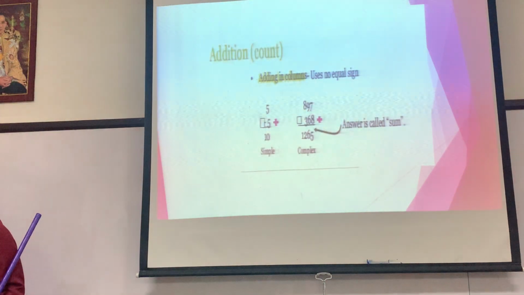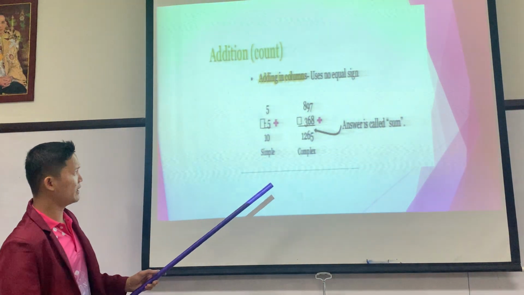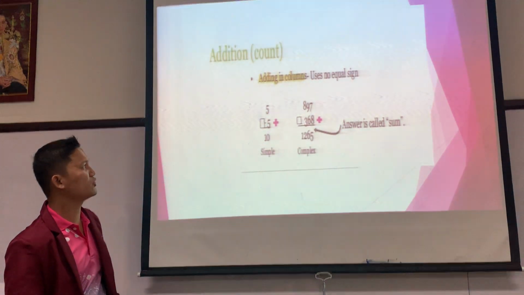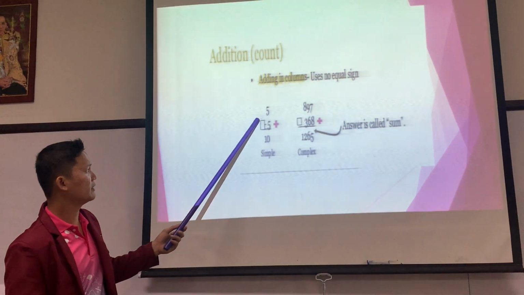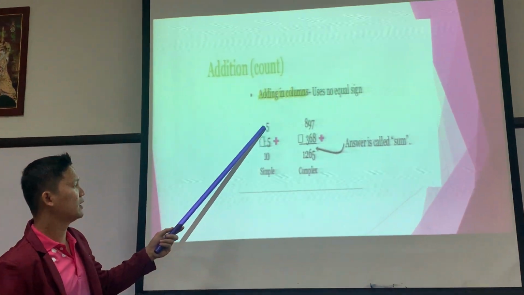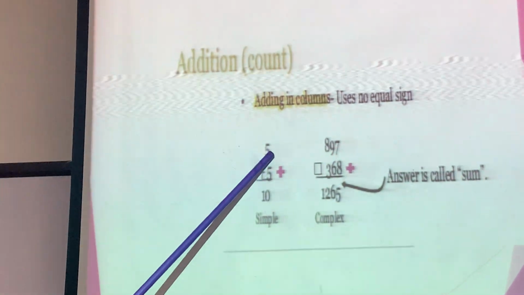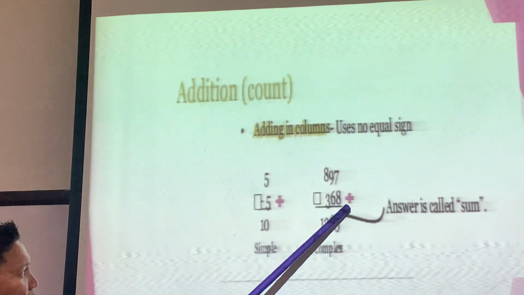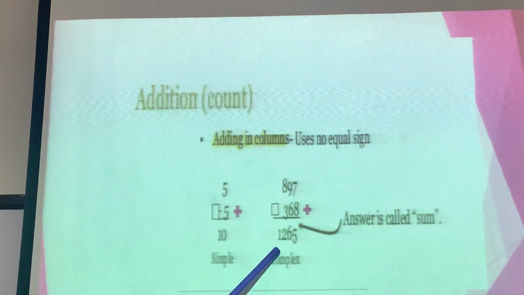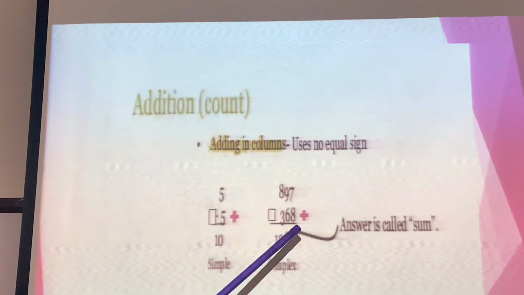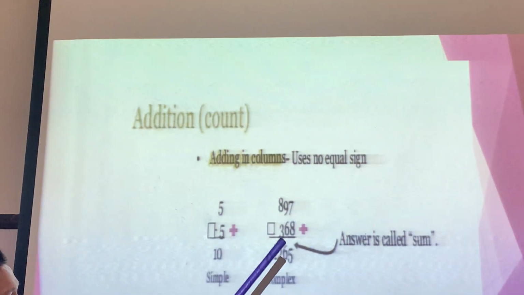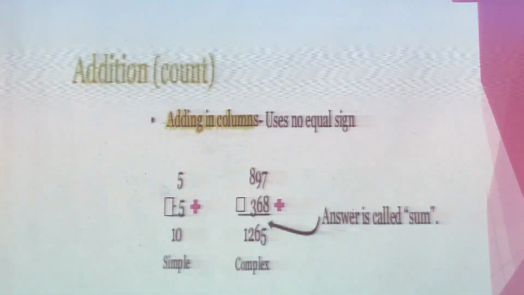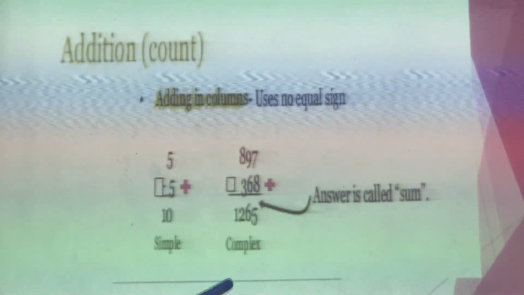Okay, so like this. I hope that you can see it. Addition in column uses no equal sign. So from here we are going to add, doing it like this. So 5 plus 5, 10. So from here, 897 plus 368 is equal to 1,265. Okay, so this one is simple, and the other is complex.